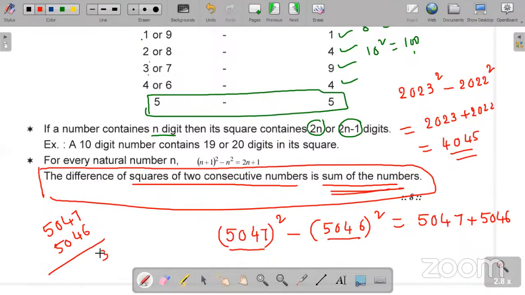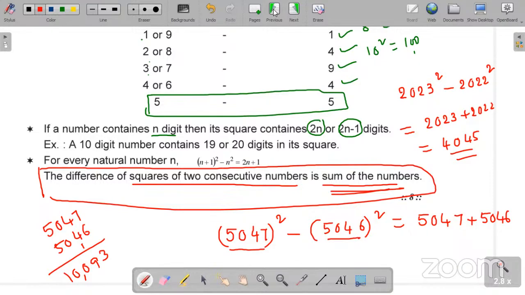Yes, 10,093. Wonderful job. Yes, Banala Ramyasri. Very good. Pranati, Srinidhi. Good job. Very good. Okay, let us move to one more.